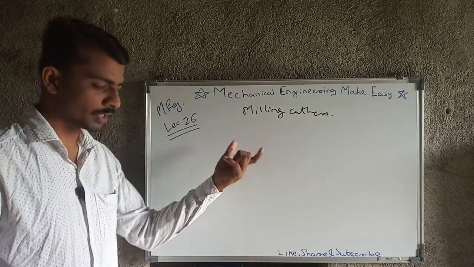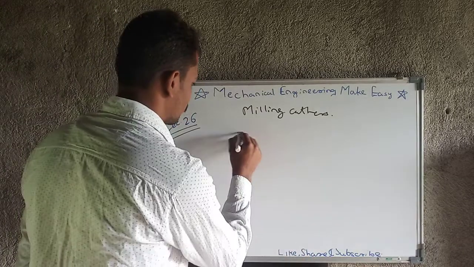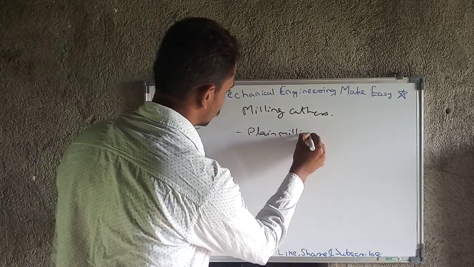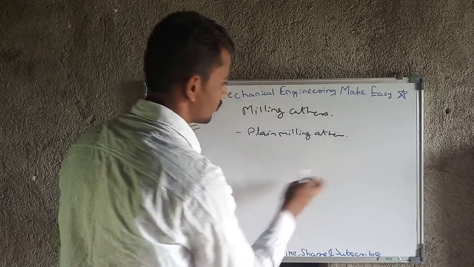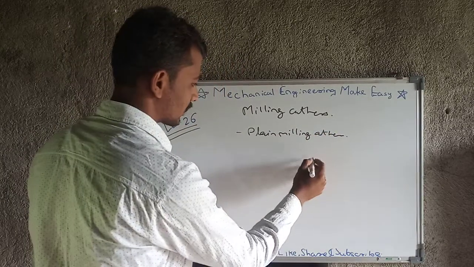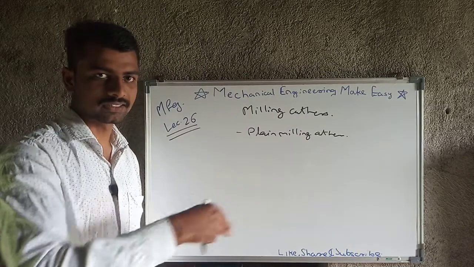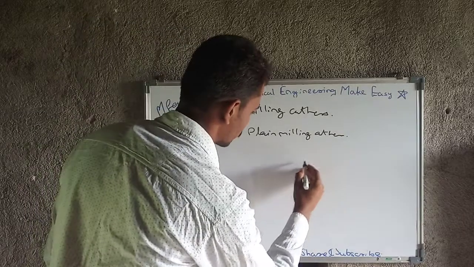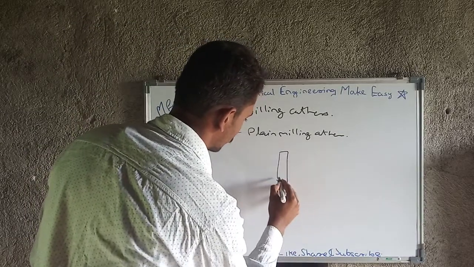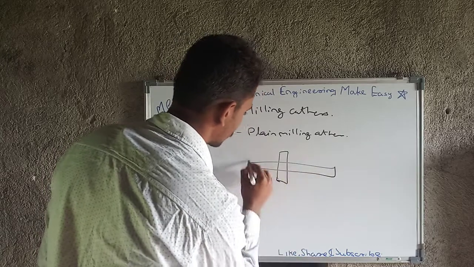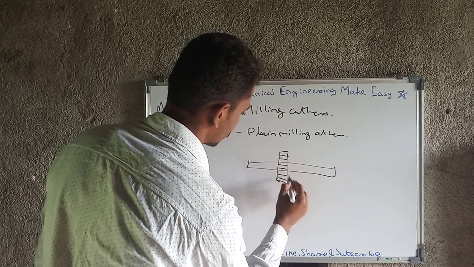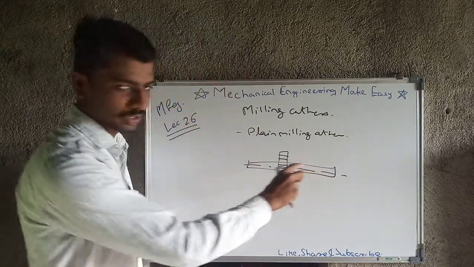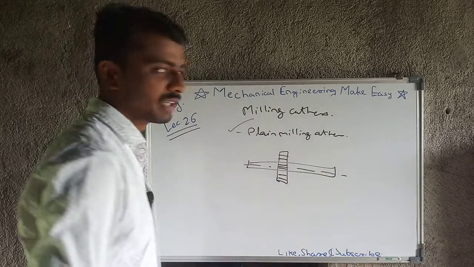So we will look at some popular types here, like plain milling cutter. Plain milling cutter means a very simple milling cutter that will have the teeth on the circumference, and those teeth will be parallel to the axis. For example, if I am drawing the side view here, this is the shaft, and here the teeth will be there. This is the milling cutter. So these teeth are parallel to the axis of the shaft. This may be called a plain milling cutter.